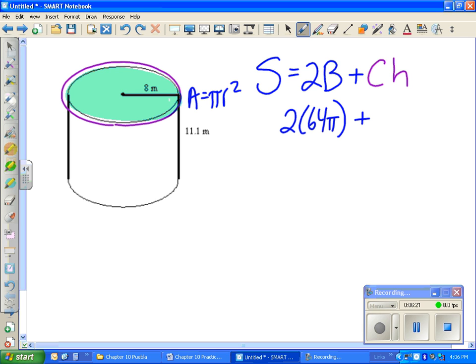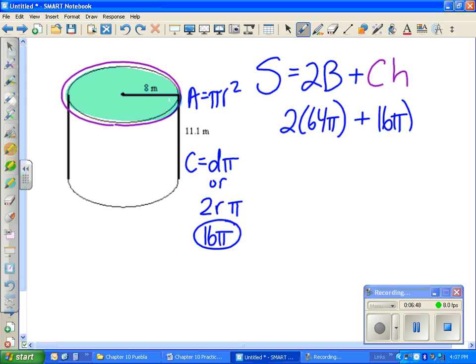Okay, so now I know, let's see, what's circumference? Do you remember the formula for circumference? Circumference is either going to be the diameter times pi, or you can think of it like 2 of the r's times pi. So whichever one you think. So basically you're doubling the 8. If you double the 8, you get 16. So you know you're going to have 16 pi for the circumference. So for the circumference, you're 16 pi times how tall this thing is.